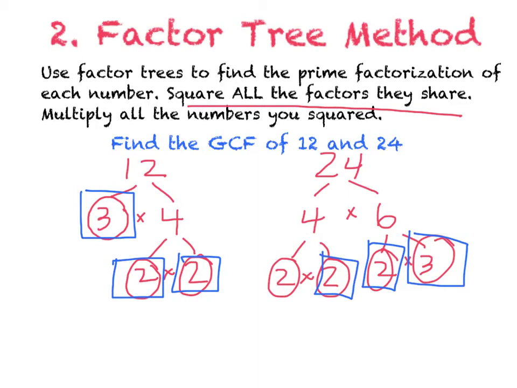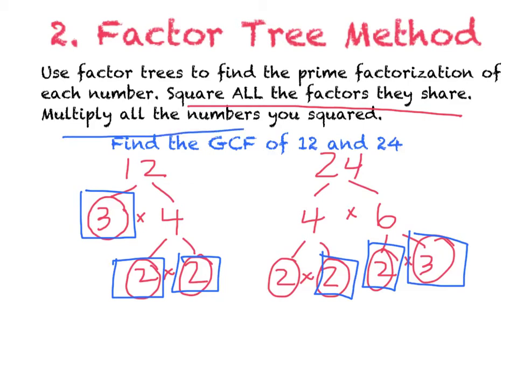I can only match double numbers if there's a 2 on each side. So I have this additional 2 here, but since there's no more 2's left for me to match in 12, the 3 factors from each group that I've squared are going to be the only ones I take a look at.